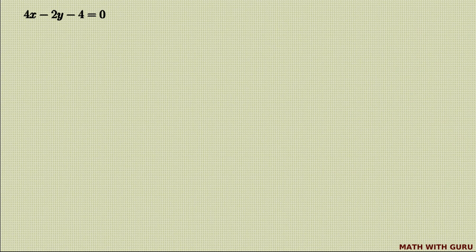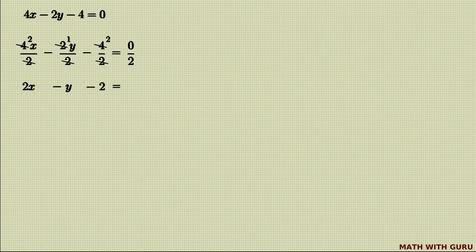Observe here that 2 is a common factor. First, let us divide the entire equation by 2. 4x by 2 minus 2y by 2 minus 4 divided by 2 equals 0 divided by 2. 2 ones are 2, 2 twos are 4. We get 2x minus y minus 2 equals 0 divided by 2 is 0.